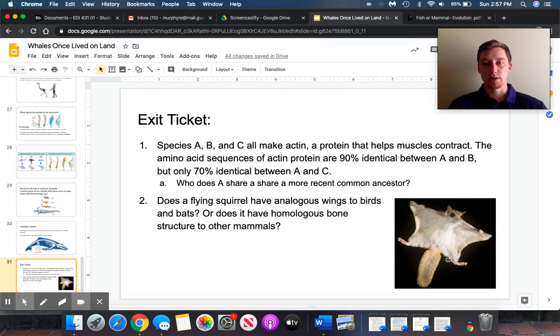It's a more critical thinking question because flying squirrels technically don't have wings. It's a fold of skin. But just see where students are in their thinking and seeing if they understood all of the learning objectives for the day. And that concludes the sample lesson.